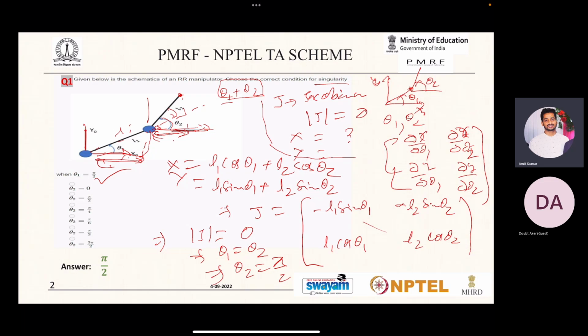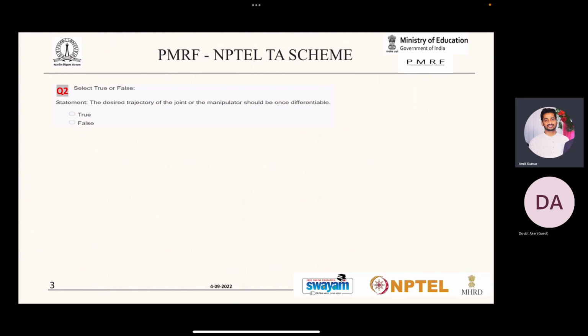So with that, let us move to the next question, and that question will be from last year's week 6 assignment. With that, we will also be starting the week 6 assignment. The first question for the week 6 assignment, or the previous year's week 6 assignment, is a true and false statement question. The question is: the desired trajectory of the joint or the manipulator should be once differentiable, right? This is what is given in the statement.